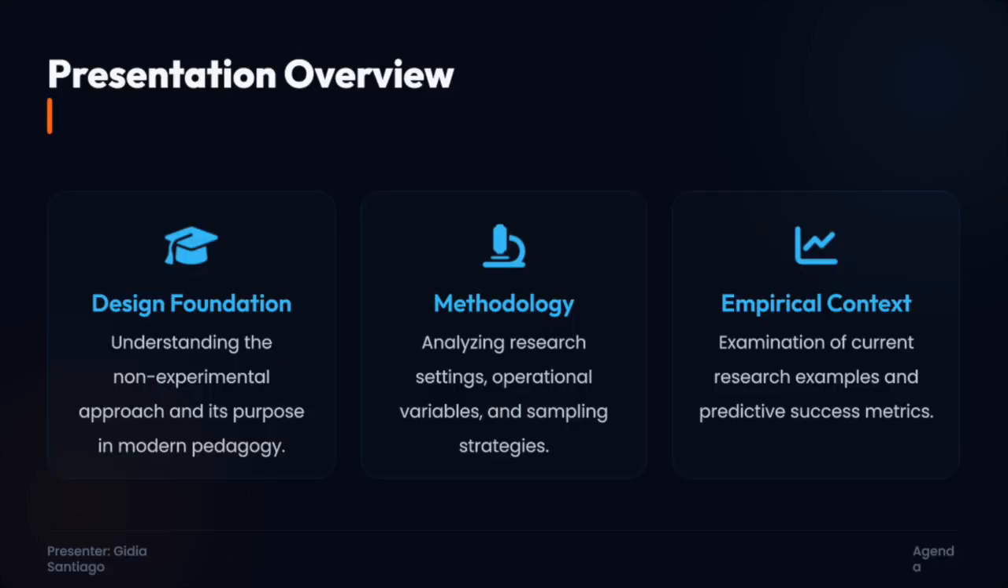Our presentation is organized into three main sections. First, we will explain the foundation of correlational research and why researchers use this non-experimental design. Next, we will discuss methodology, including settings, variables, and sampling techniques. Finally, we will review an example from educational research and discuss how attendance data can help predict student outcomes.